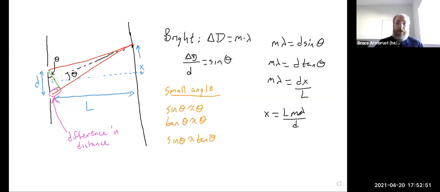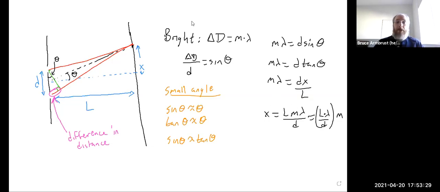And they're very regular, right? If I factor out that m, they're all multiples of that L lambda over d. And so if you look from any one bright spot to the next bright spot, that distance is always the same, and that distance is equal to L times lambda over d. So that's why we're seeing them nice and regular. And so those are for the bright spots.